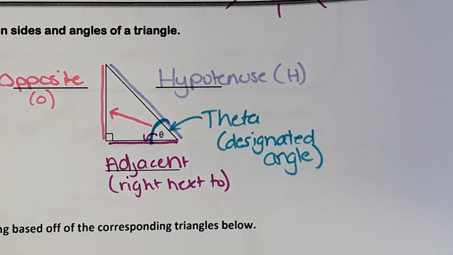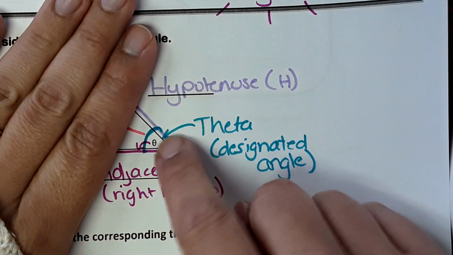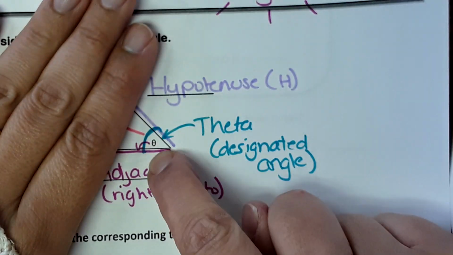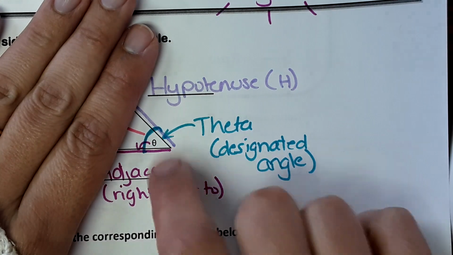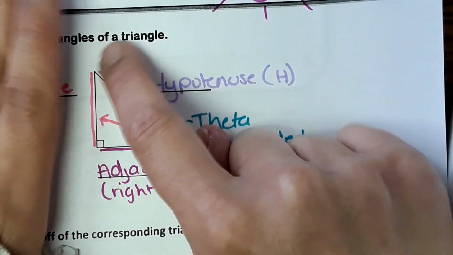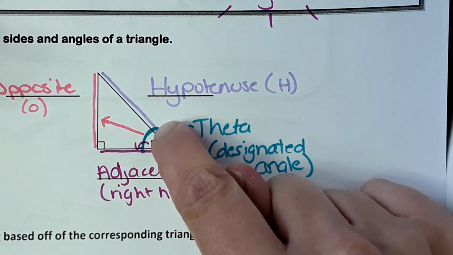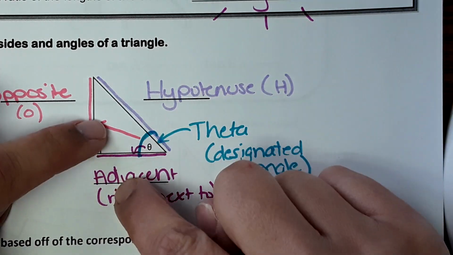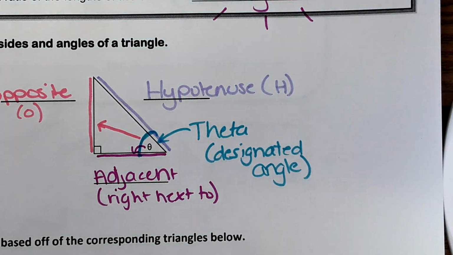Something that confuses people sometimes is, you have adjacent, which means right next to. Are they talking about this side or this side? Because to me, both of those are adjacent. Yes, they're both right next to theta, but one of them will always be the hypotenuse, and the hypotenuse is the longest side. So the longest side is the hypotenuse, and then whatever's left over is your adjacent side.